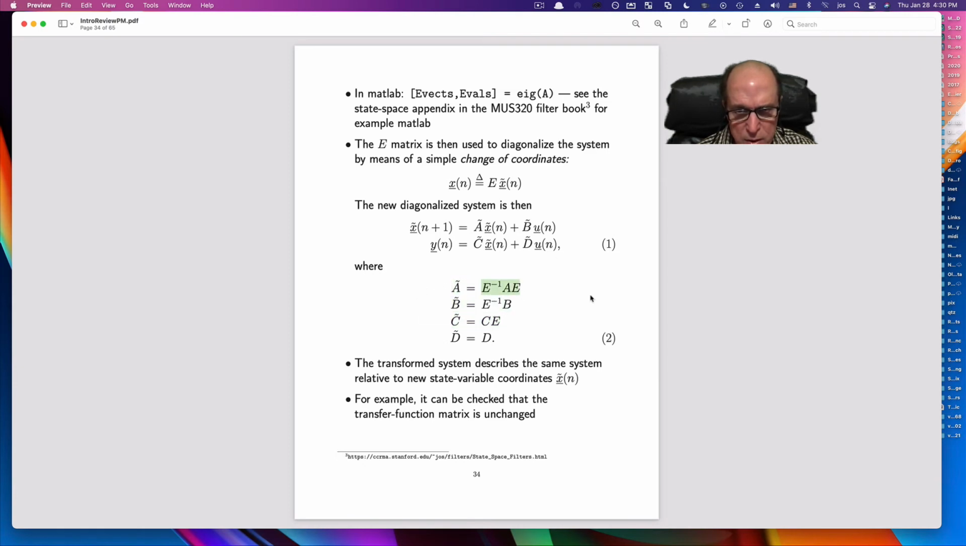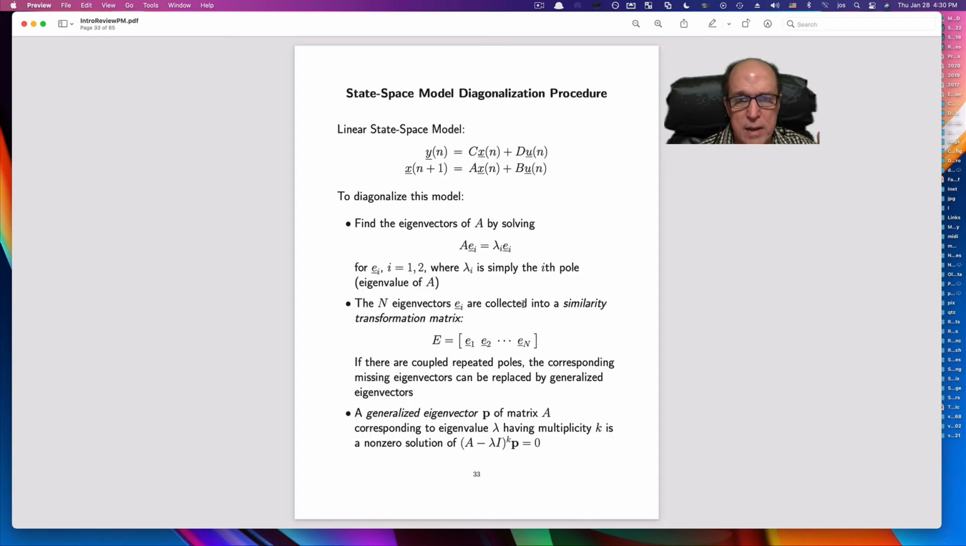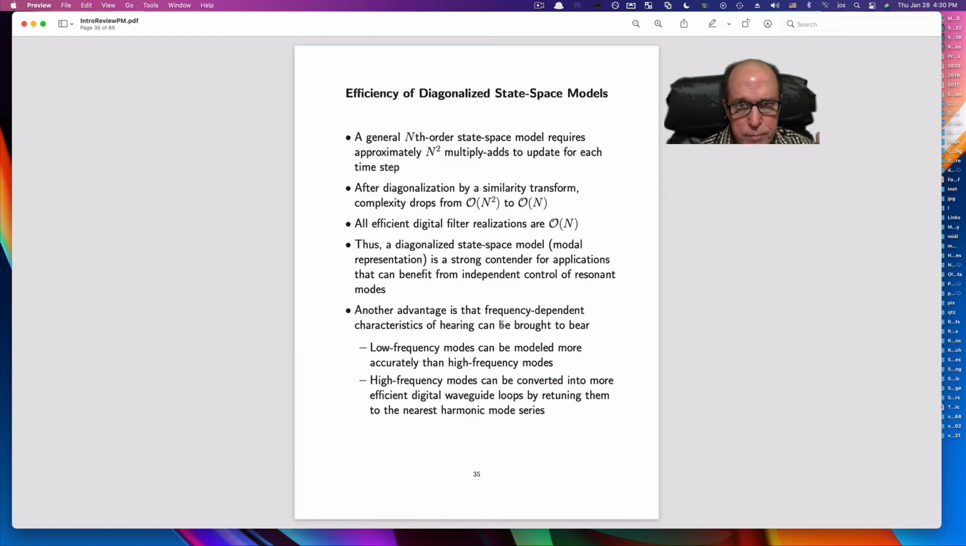This is called a similarity transform, and it does not change the eigenvalues. It's the same system, but it's gone through a change of coordinates. And so the transfer function of this system is exactly the same. But the big advantage is this is a diagonal matrix. You've diagonalized the matrix, and it follows directly from this equation right here. You can use that to show that this matrix diagonalizes the system. Very quick derivation.